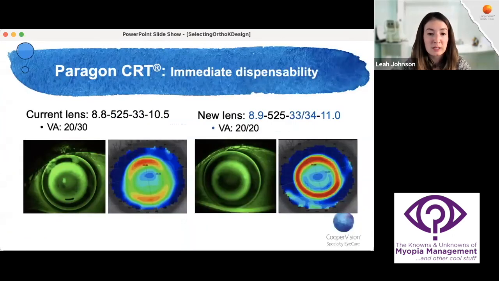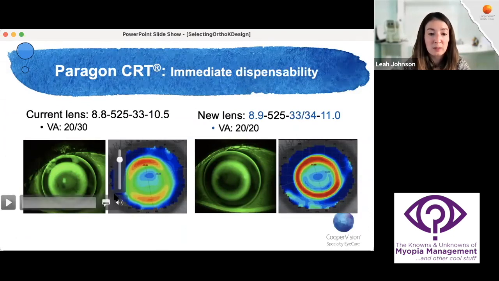And with Paragon CRT and our immediate dispensability, we also have transparent lens changes and parameter changes. And this is also very easy if you're transferring or inheriting a CRT patient who may have moved and is now at your practice.